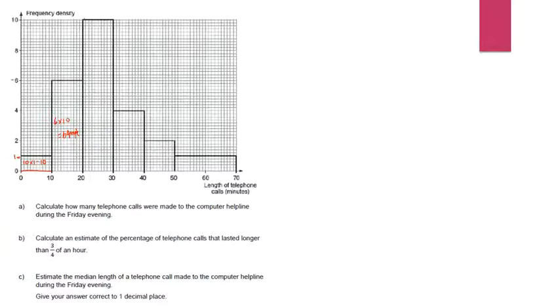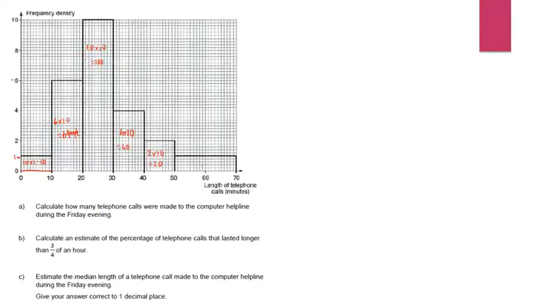This bar here goes up to a frequency density of 10. So 10 multiplied by 10 is 100. So 100 people took between 20 and 30 minutes. This one would be 4 times 10, so there'd be 40 people there. And in this bar, it would be 2 times 10, so there'd be 20 people who took between 40 and 50 minutes in their length of calls.